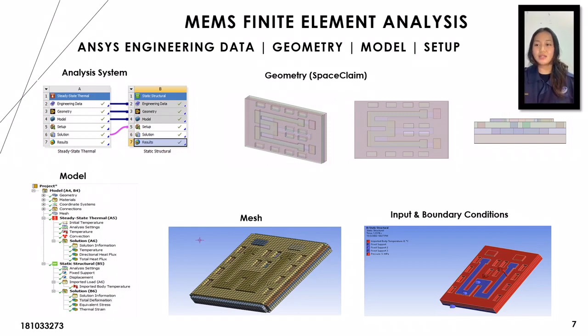Second, this is the design of our geometry. This design we have drawn in SpaceClaim. Next, this is the model that we have used. For the input, we are using displacement, and for the output, we are using deformation. Next, this is the picture of our design that has been meshed. Then this is the picture of our design for the input and boundary condition.